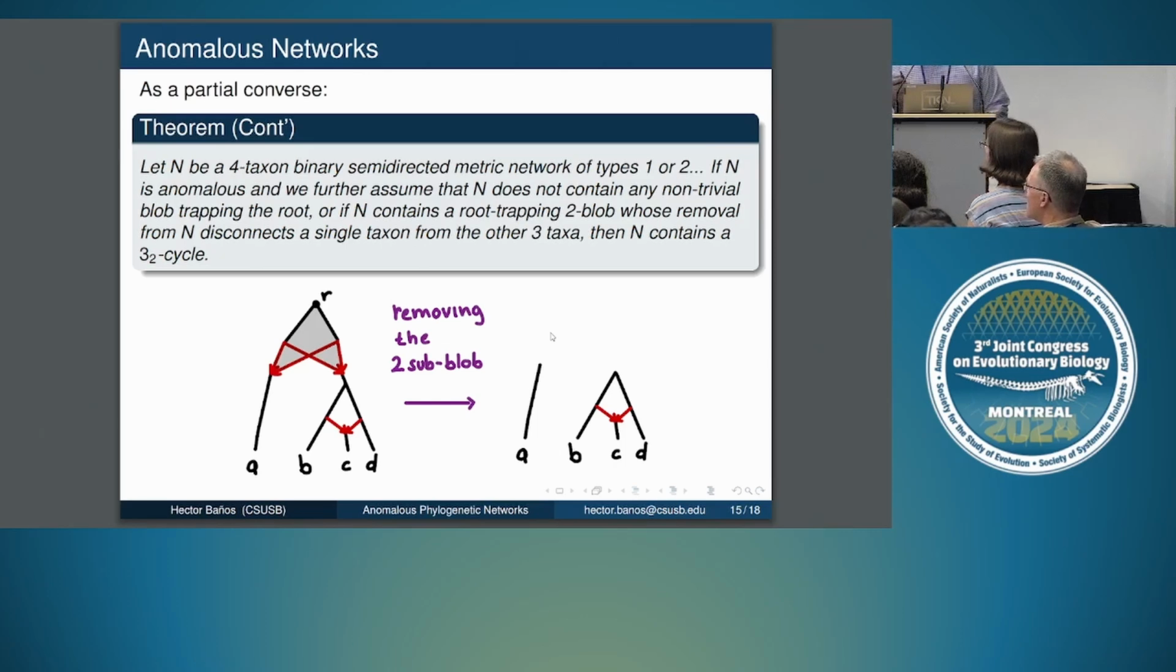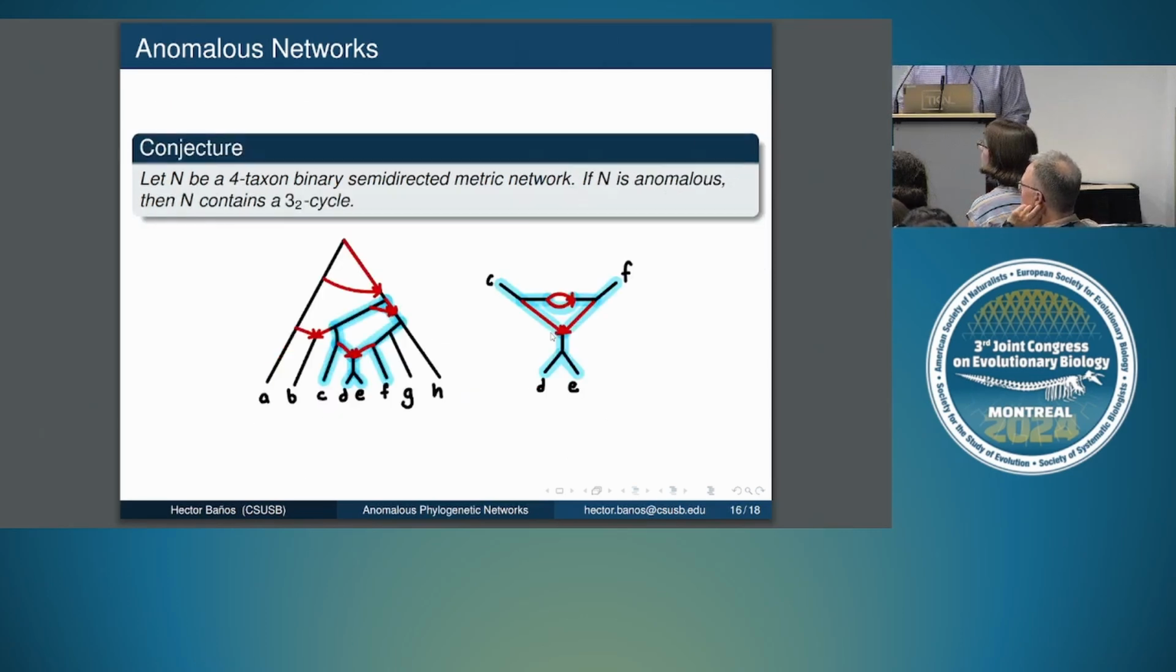Now, what we conjecture is that if N is anomalous, then N contains a 3 sub 2 cycle. But we were not successful in proving that. It was really difficult. A lot of times I thought it was true. A lot of times I thought it was false. Yeah, I mean, it changed a lot. We thought we had really good directions of proof, but we were not able to prove that yet.